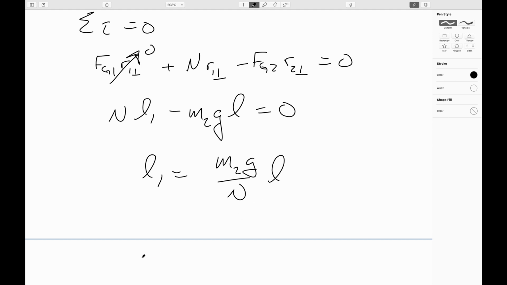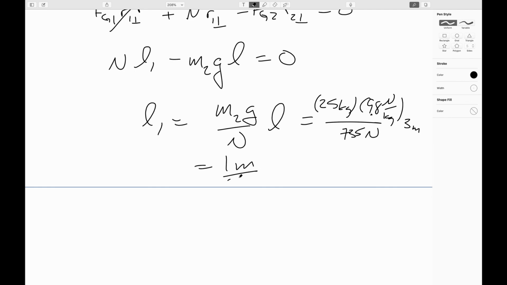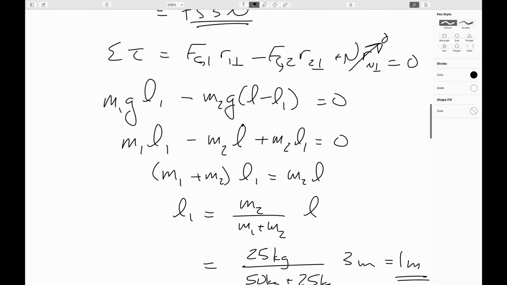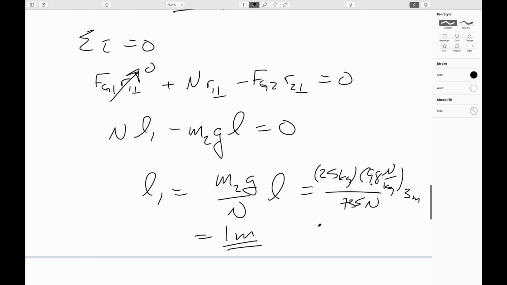And we can go ahead and put in our numbers. This is going to be 25 kilograms times 9.8 newtons per kilogram over 735 newtons times 3 meters gives us the same 1 meter we found before, but let's look at the algebra. Before, to get L1, we had quite a few lines of algebra before we could get to the 1 meter. Here, it's basically one line and we're done.